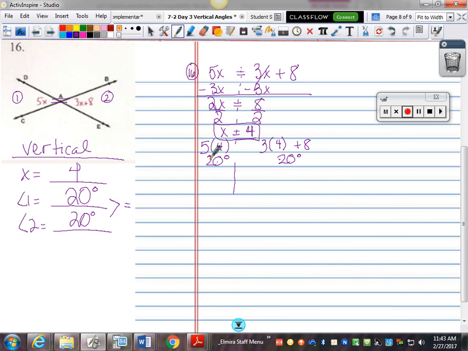You will staple your sheet of work to your homework worksheet with your answers on it, and it's due tomorrow. Thanks. Have a good day.